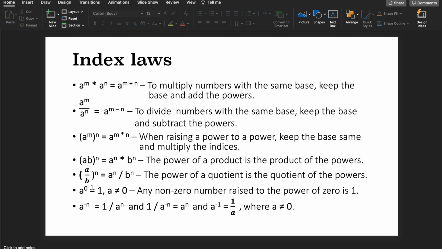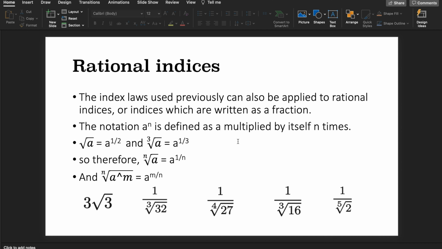And then a to the power of 0 equals 1, and a must not be equal to 0. So any non-zero number raised to the power of 0 is 1. And a to the power of minus n equals 1 divided by a to the power of n, and 1 divided by a to the power of minus n equals a to the power of n. And a particular case you'll have to remember is a to the power of minus 1 equals 1 by a, and a must not equal 0. Yeah, so this is all. And now let's move on to the next one.